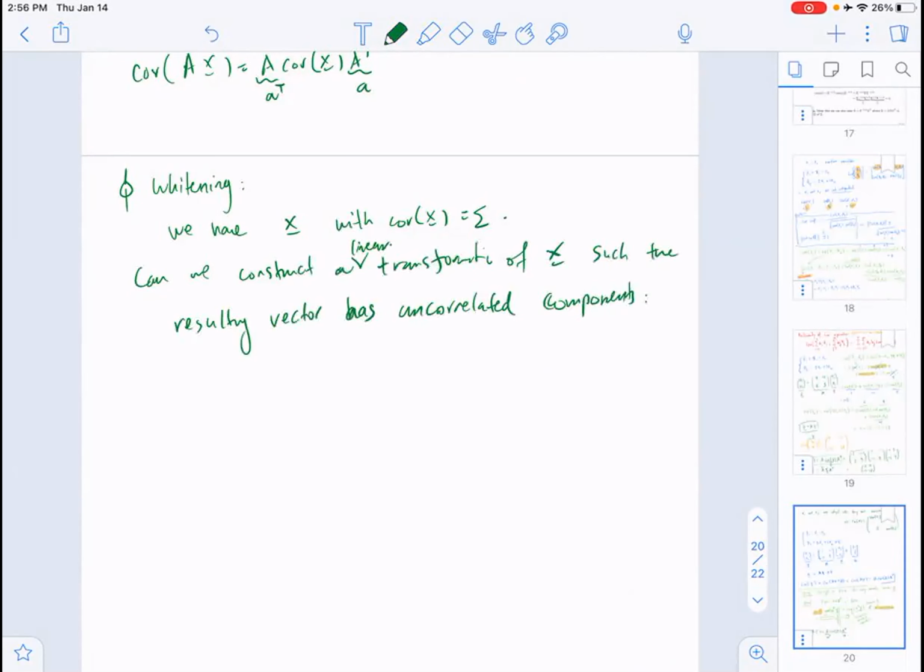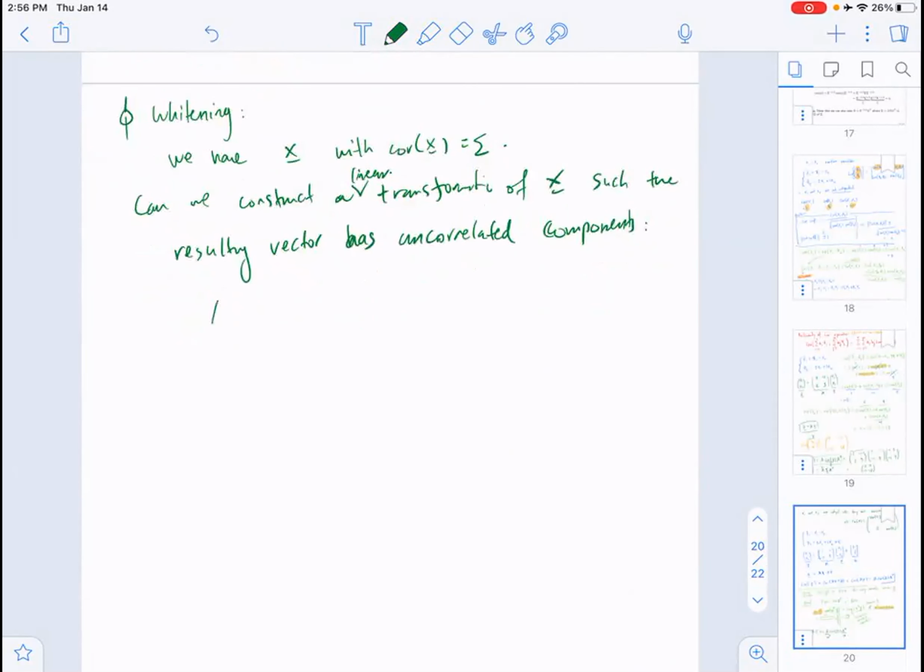Okay. So what I want to do is come up with an A such that if I multiply by X, I get Z, and I want the covariance of Z to be uncorrelated and with unit variance.